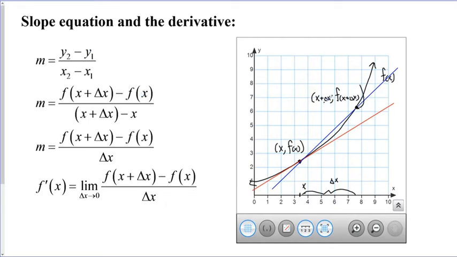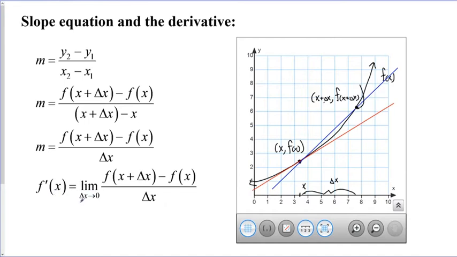This is my x2, this is my x1, so I replace x2 with x plus delta x, and I replace x1 with x. Now, positive x and negative x cancel, so these things cancel out. So this expression right here is the slope of this blue secant line. And when we let the delta x shrink to 0, now we have the equation of the first derivative.